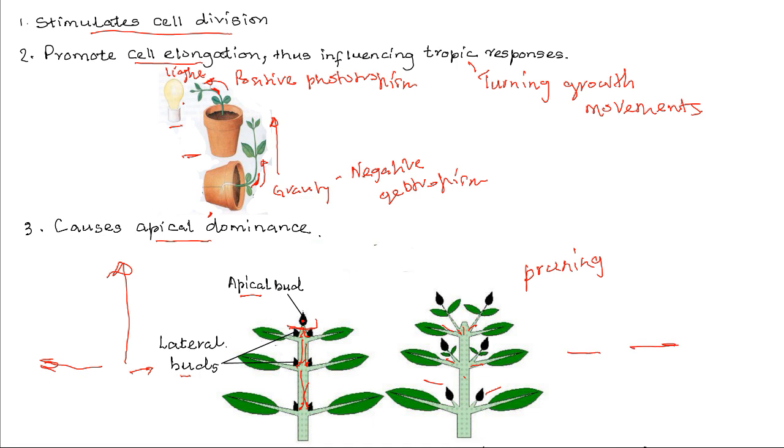Now this fact is put into practice. It has its application in agriculture, in pruning of tea and coffee, to encourage sprouting of the side branches, because the more the side branches, the more the tea leaves and the more the coffee berries that would be produced.